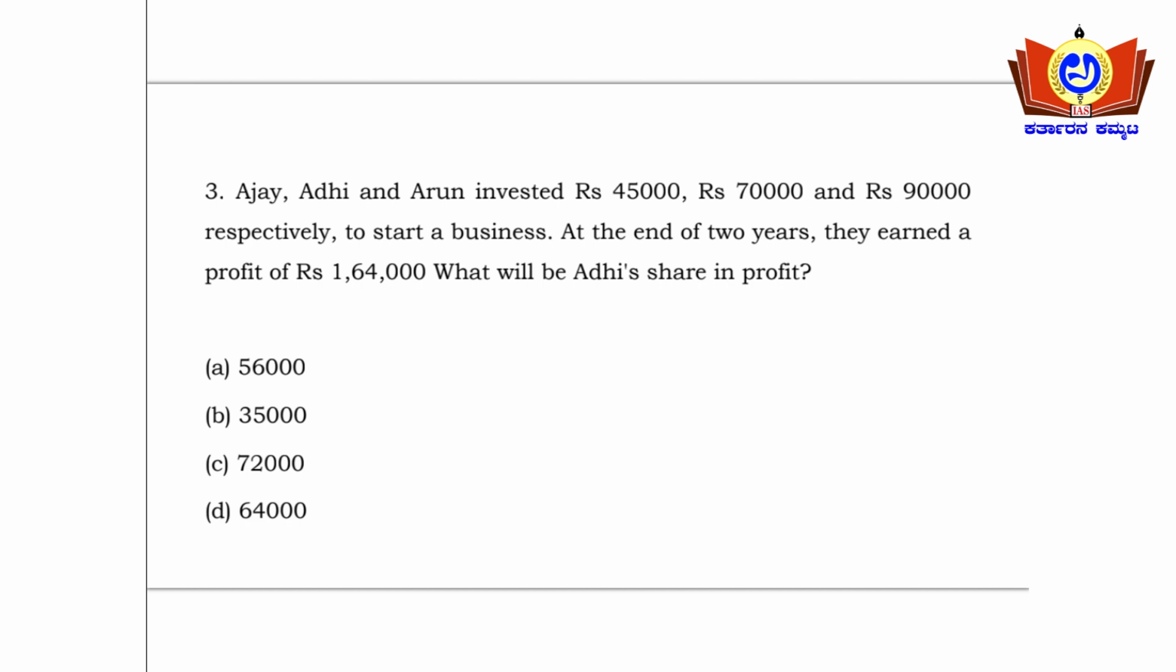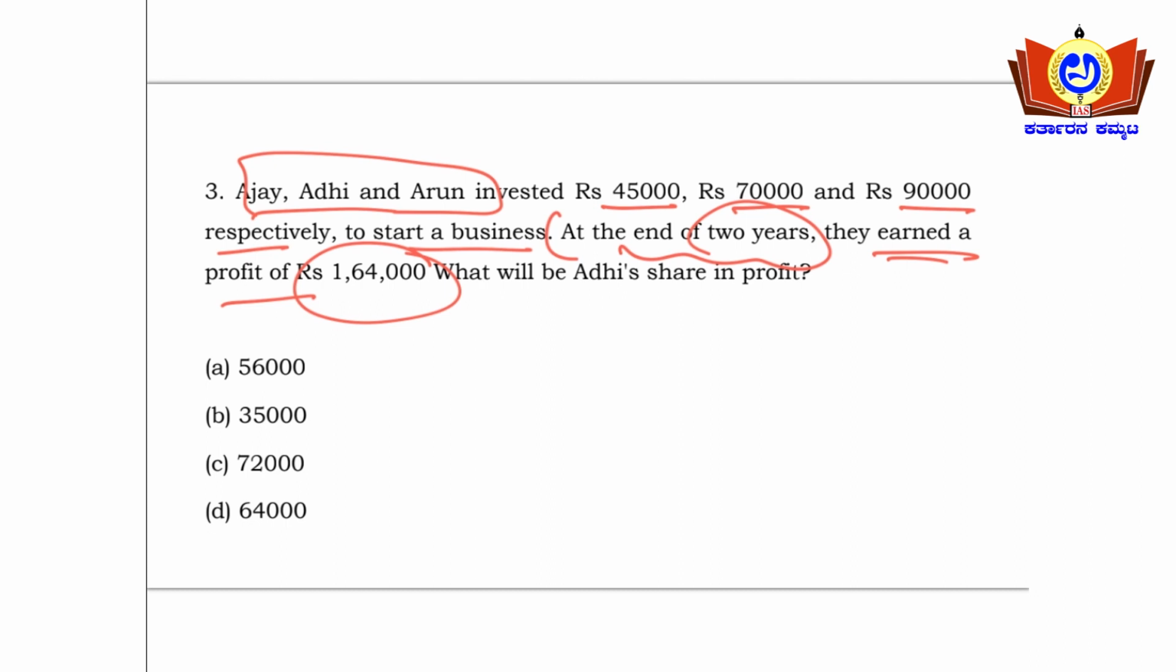Ajay, Adi and Arun invested rupees 45,000, 70,000 and 90,000 respectively. See, 3 persons are involved in the business here. They are investing three different capitals, 45,000, 70,000 and 90,000 respectively to start a business. At the end of 2 years, what is the time period here? 2 years, they earned a profit of rupees 1,64,000. What will be Adi's share here?